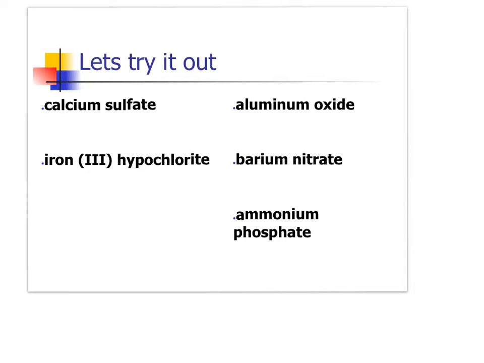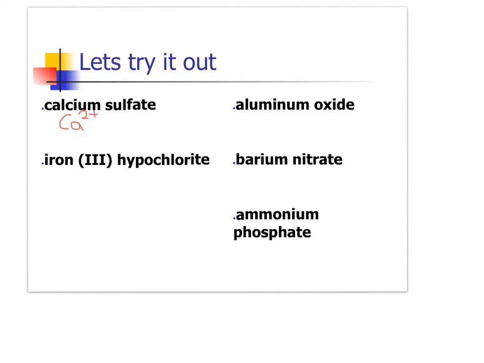And we go through this. Calcium and sulfate. Step one is to write the charges as they are written, so we would write the ions as we have them. Calcium with a positive 2 charge.